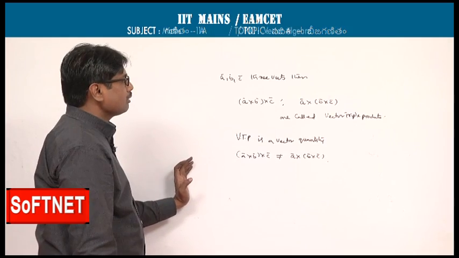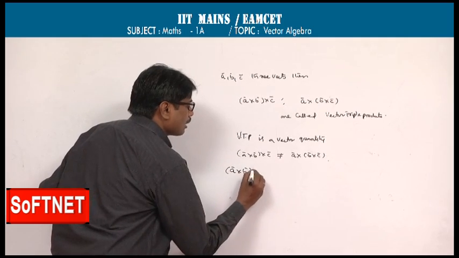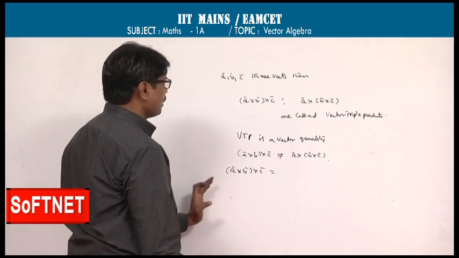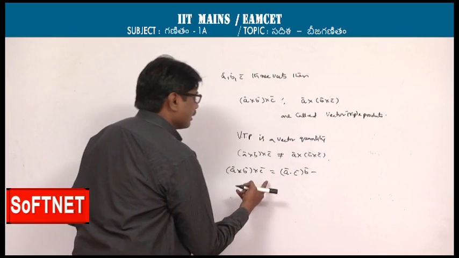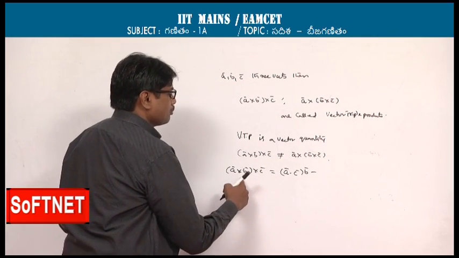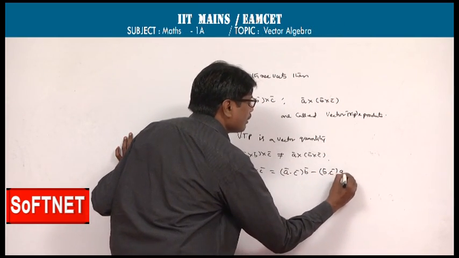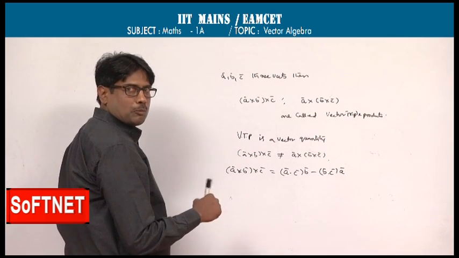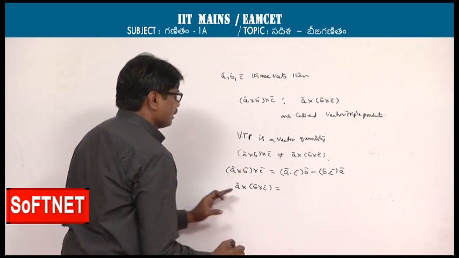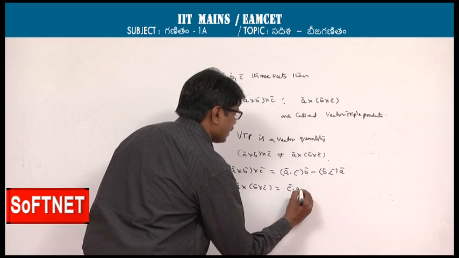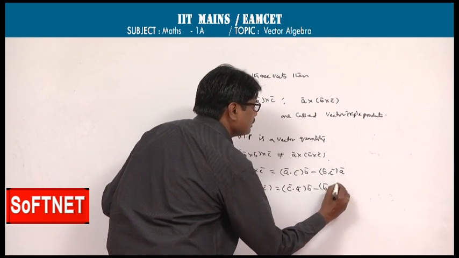A relation between cross and the dot, that is A bar cross B bar cross C bar. Right open, take the dot product with the left, that is A bar dot C bar into B bar, minus B bar dot C bar into A bar. If left open, take from the right, that is A bar cross B bar cross C bar is equal to C bar dot A bar into B bar minus B bar dot A bar into C bar.